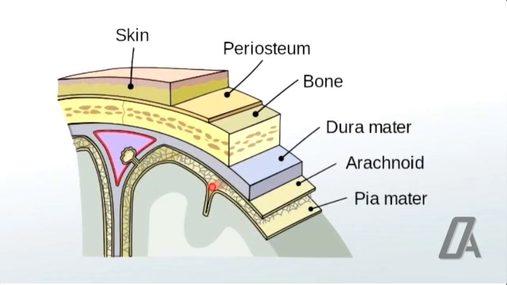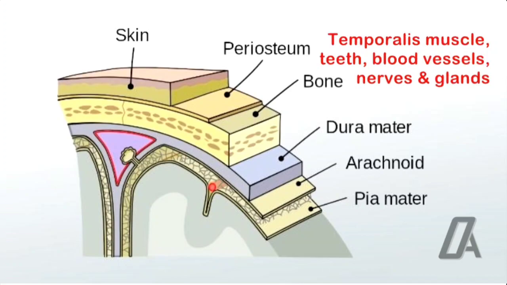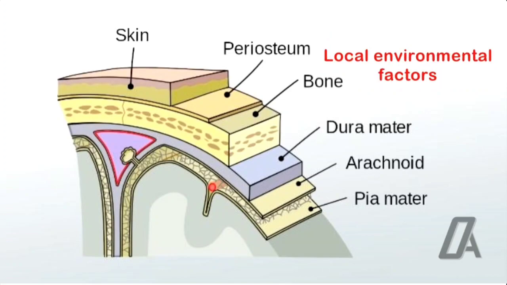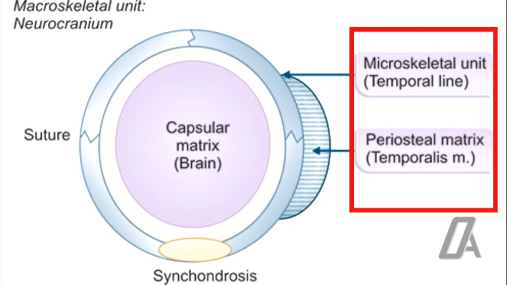Periosteal matrix influences the bone directly through the periosteum. All periosteal matrices act by the process of bone deposition and resorption. Examples for periosteal matrices are temporalis muscle, teeth, blood vessels, nerves, and glands. Periosteal matrices form the local environmental factors which affect the growth. The influence of periosteal matrix is restricted to part of the bone, affecting the microskeletal unit.